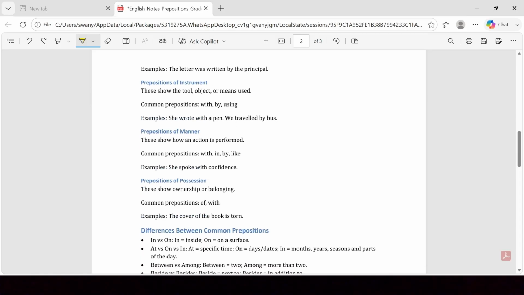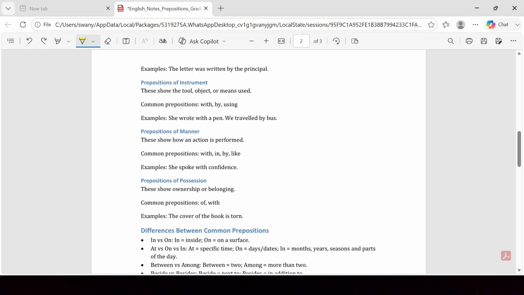Then we have the preposition of manner. These show how an action is performed. Common prepositions we have are with, in, by, like. So those are examples of prepositions of manner. And under these prepositions of manner, a good example you can say, she spoke with confidence.